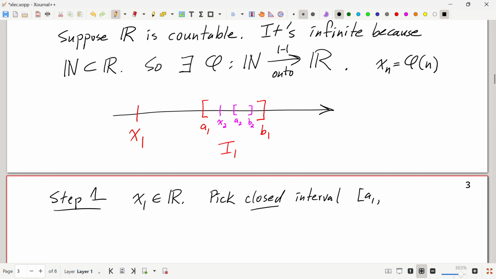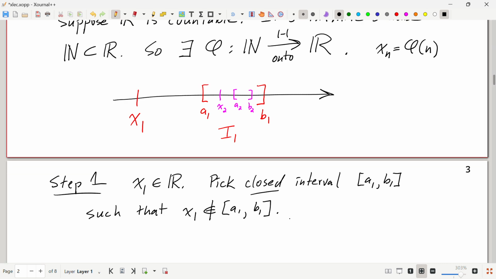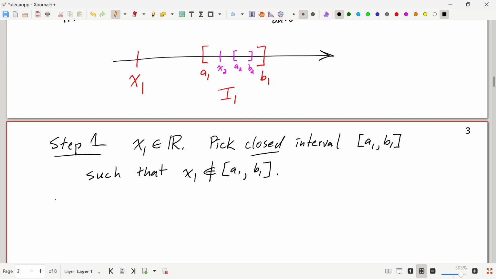A1, B1, such that x1 is not in A1, B1, like in the picture. Okay, step 2.